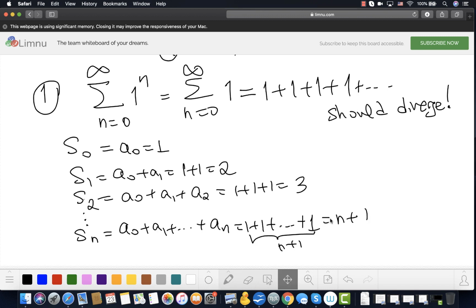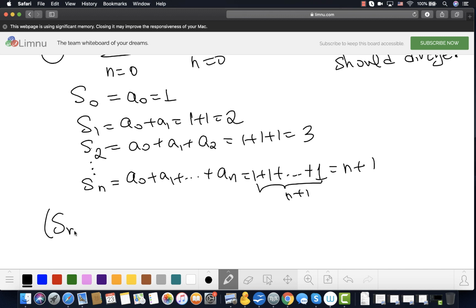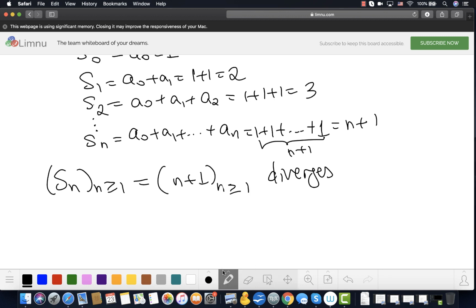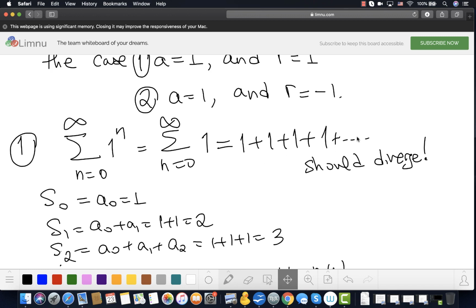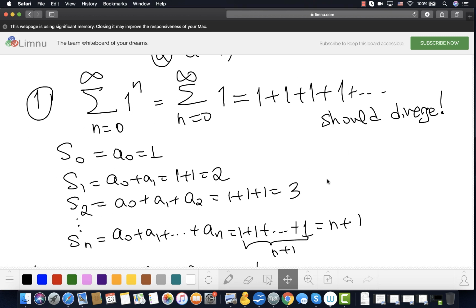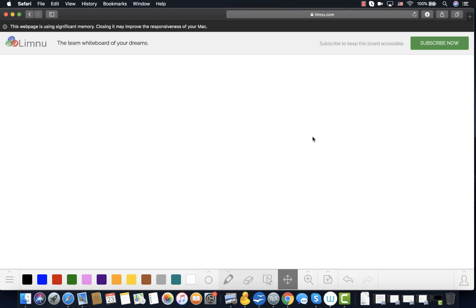So you just get n plus 1. So in this case, our sequence of partial sums, Sn, is just the sequence n plus 1 for each value of n. And this sequence certainly diverges, because the limit as n goes to infinity of n plus 1 certainly is infinite. So this is just a formal way of justifying what I was saying here, which is that adding a bunch of 1s should diverge. Okay, so let's think about the case r equals minus 1.